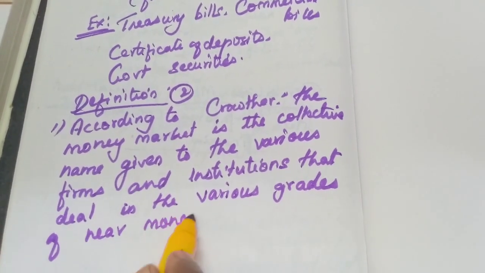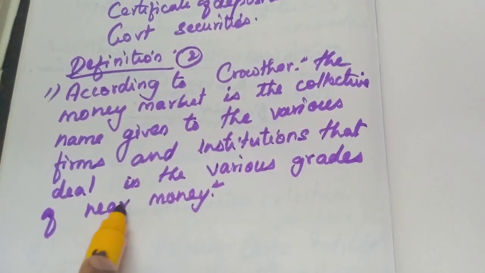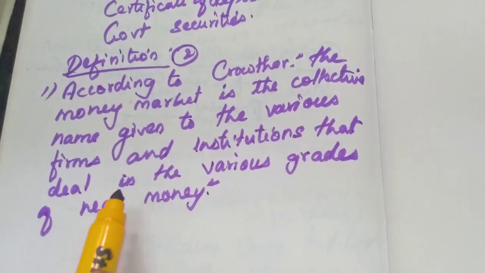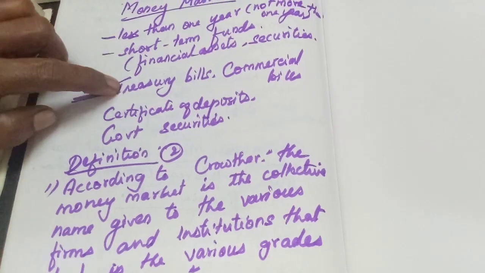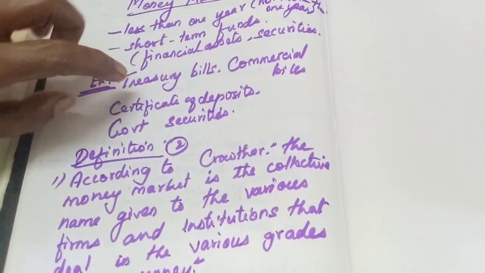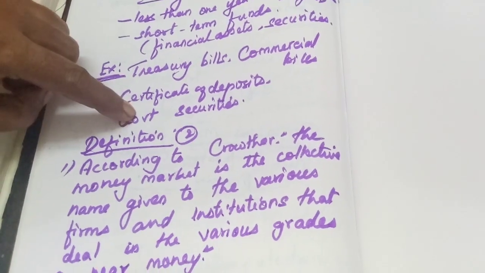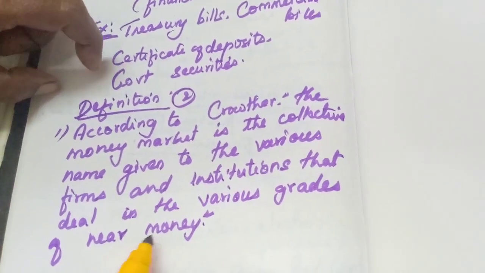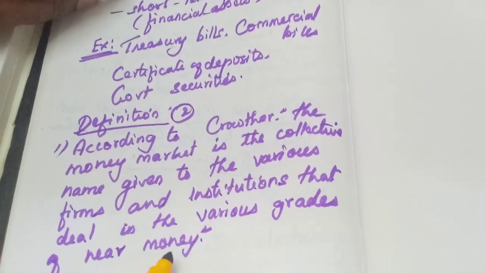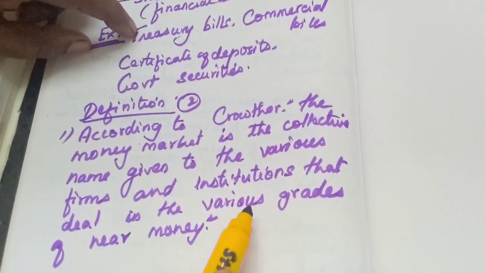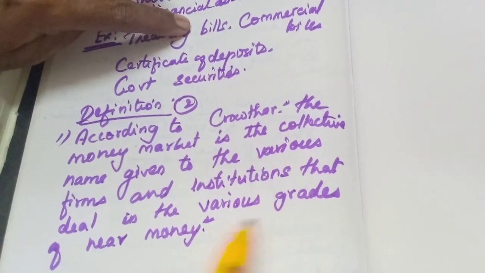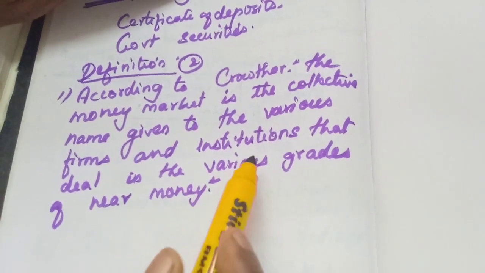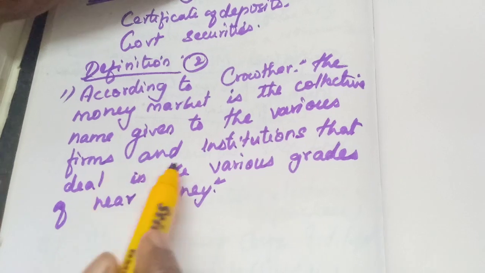Why is it called near money? First I will explain that. Treasury bills, commercial bills, certificate of deposits, government securities, all these are called near money, because all these deal with short-term funds and we can convert them into cash within a short period of time, less than 1 year. Many grades are there, not only treasury bills; commercial bills and others are there too, various grades of near money. Understood? So they deal in various grades of near money. Who deal in this? Various firms and institutions.